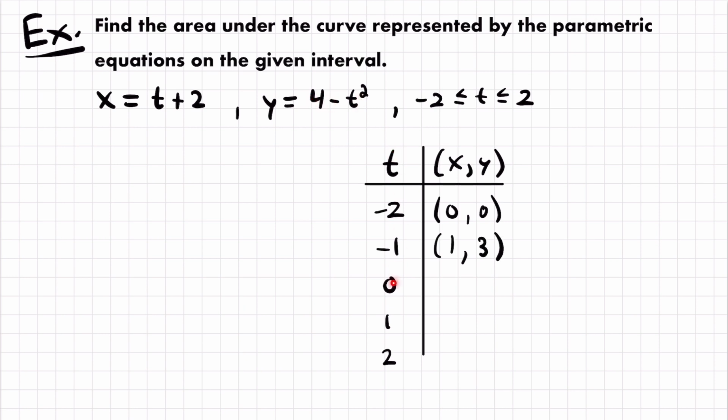All right, then when t equals 0, we'll have 0 plus 2 for x, and 0 plus 2 is 2, so our x coordinate is 2. And then for y, we have 4 minus 0 squared, which is just going to be 4. So we have 2 comma 4.